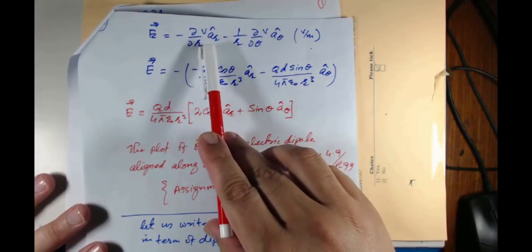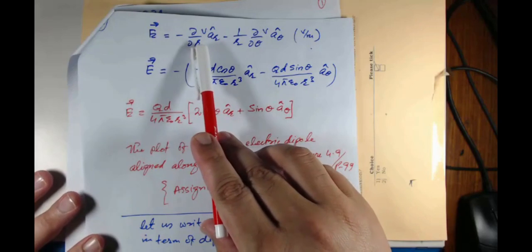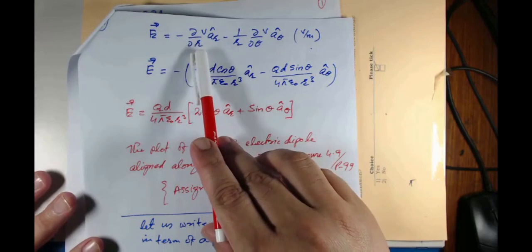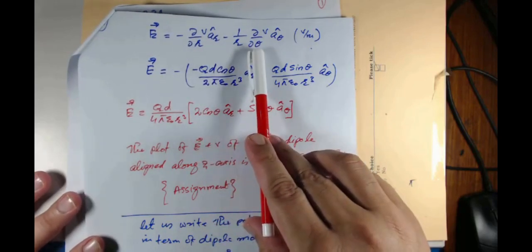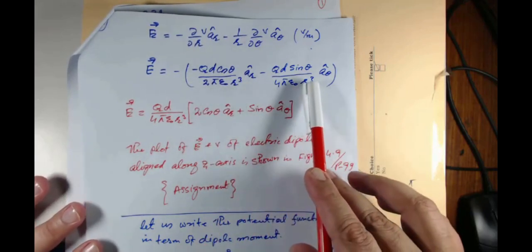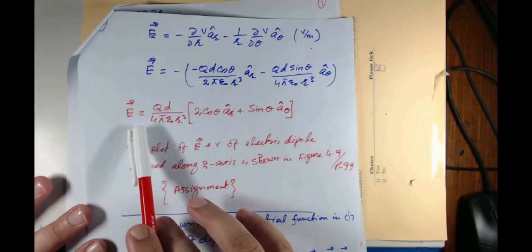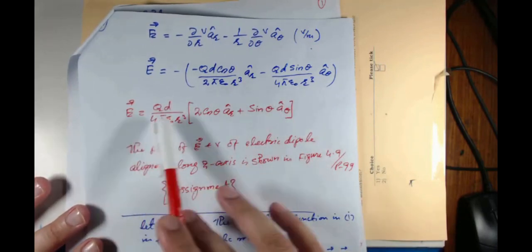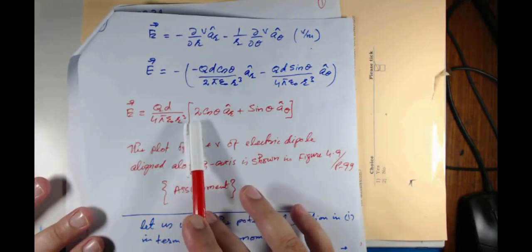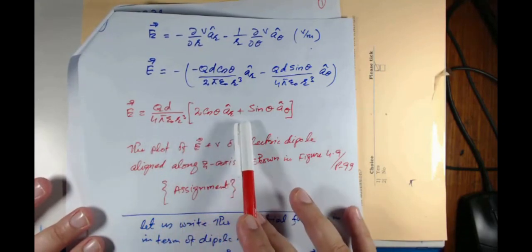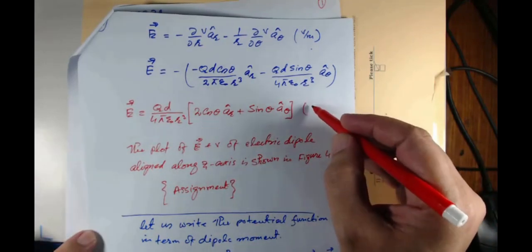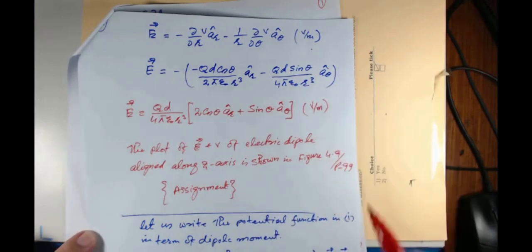Differentiate the resultant potential which we have obtained at a point P due to the electric dipole with respect to r and with respect to theta. We come across this solution, and after simplification the final expression may be written in this form: E equal to QD upon 4 pi epsilon naught r cube, times 2 cosine theta a_r plus sine theta a_theta. The unit of electric field is volt per meter. Remember.